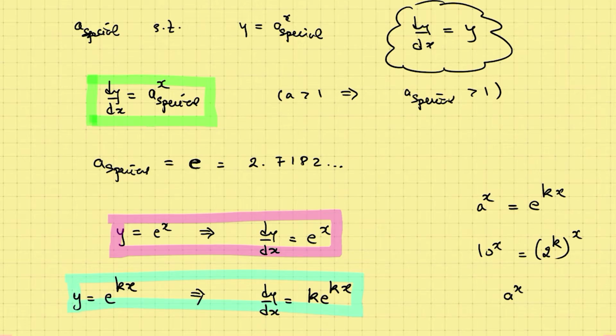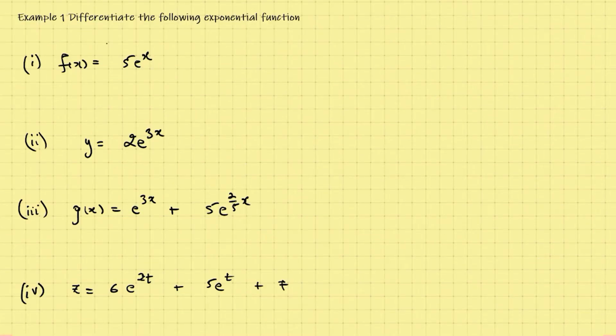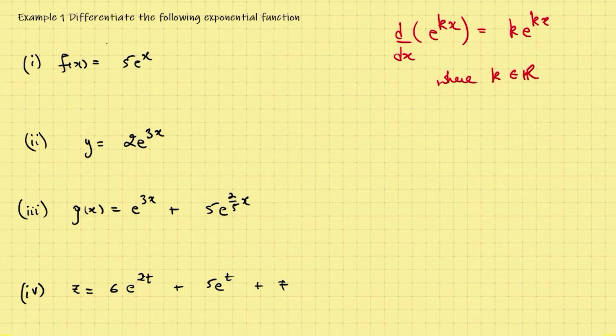So now we'll spend a little bit of time doing a few examples. Let's look at the first example for this video. We've got lots of exponential functions we want to differentiate, and because they're exponential functions we're going to be using the same result that we saw on the previous screen: when I differentiate e to the kx, I just get ke to the power kx, where k can be any real number. Using that alone, I can differentiate the first function.